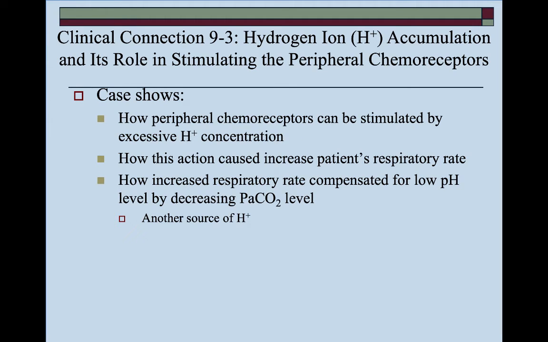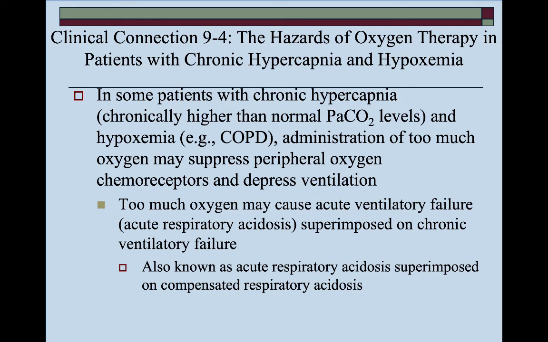And also, the peripheral chemoreceptors, once again, are primarily stimulated by oxygen, but can be stimulated by excessive hydrogen concentration. And how this action caused an increase in the patient's respiratory rate, that's something you want to consider, reason it out, read it in your book, and how increased respiratory rate compensated for low pH level by decreasing CO2 level, which is another source of hydrogen ions.